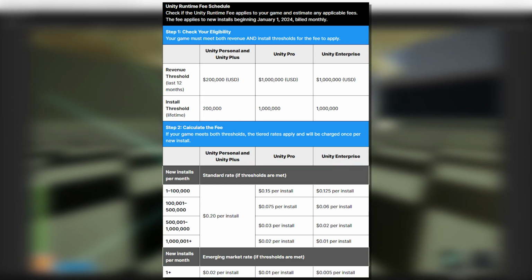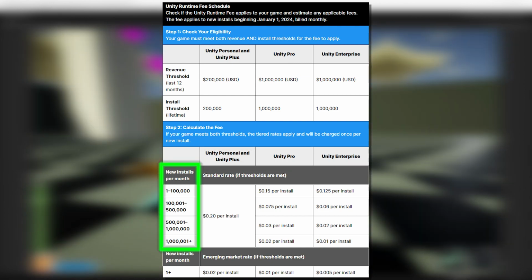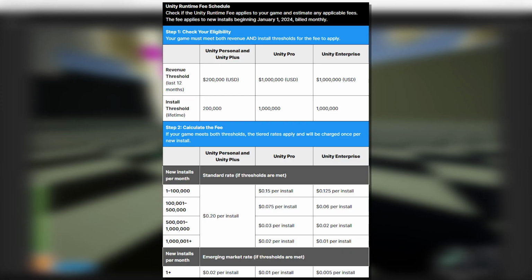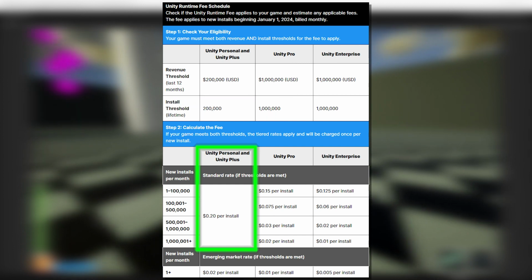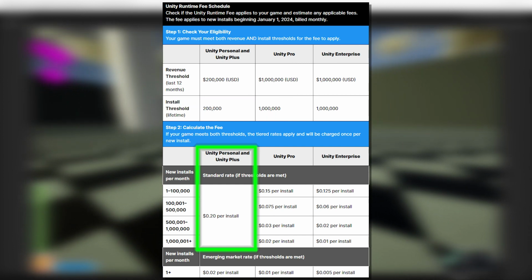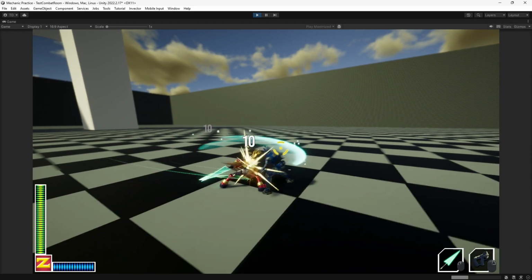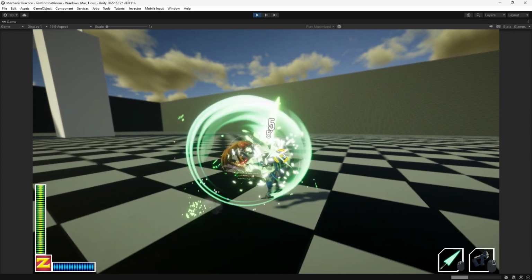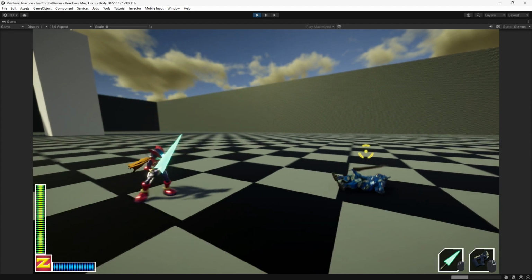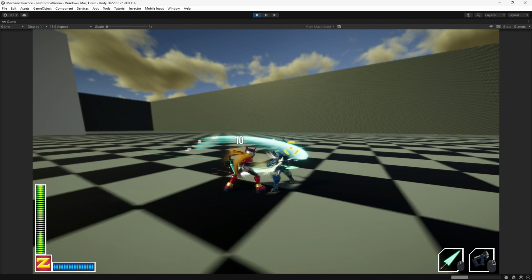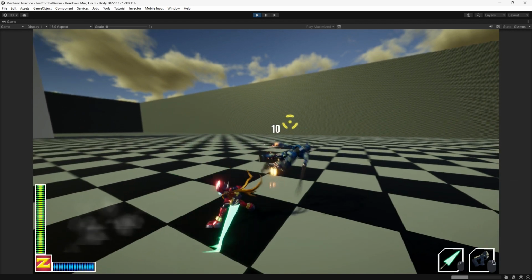The amount varies depending on the version of Unity, number of installs, and the region. Unless you're using personal or professional. In that case, it's just straight up 20 cents per install. They said that this change is aimed at larger developers, but the potential bankruptcy for smaller devs is what's the issue here, especially because of how low the fee is for companies that can afford higher versions of Unity.